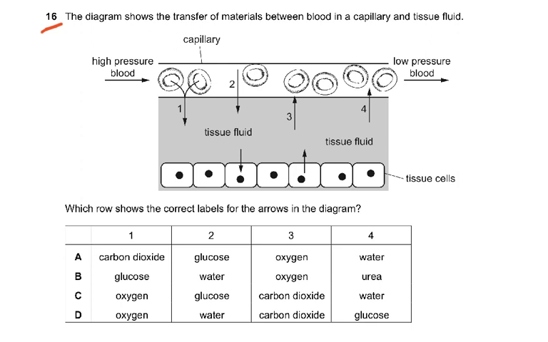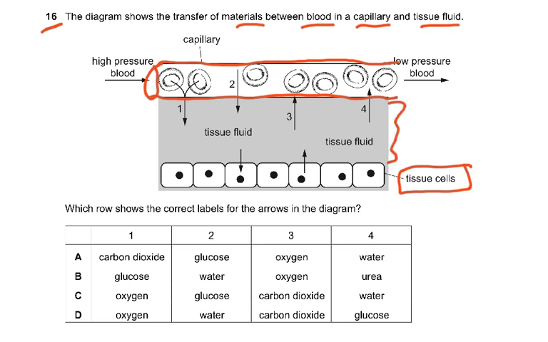Now, coming to question number 16, the diagram shows the transfer of materials between blood in a capillary and tissue fluid. This is the capillary which they have shown you here. I'm just coloring this in red. And then these are the tissue cells, and the fluid in between is the tissue fluid. Now 1 and 2 are something moving from the blood into the tissue fluid, and then into the body cells. That has to be oxygen and glucose, can't be anything else.